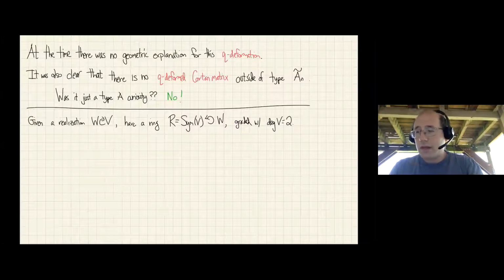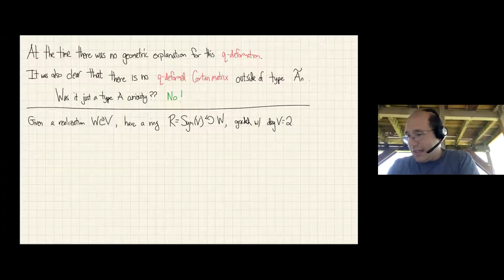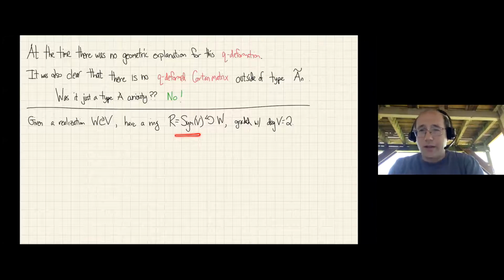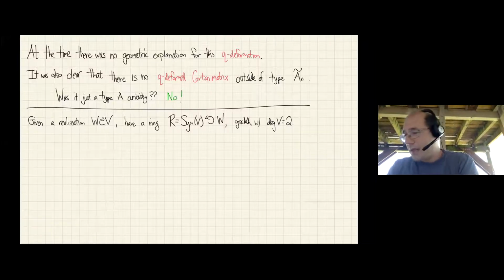Cool, thanks. Okay, so you have a realization, which is just a representation of your Coxeter group where reflections act like reflections. This gives you a ring, the polynomial ring where the linear terms are that vector space, spanned by the roots. We give this the usual grading with gradings doubled, so that linear terms have degree 2. I'm going to call that polynomial ring R.